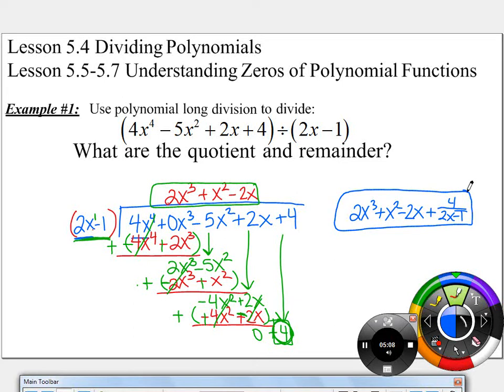So that's when we wanted the quotient, the answer to the division problem. If they asked us just what the remainder was, we would say 4. Okay? So 4 represents the remainder. The quotient would be written how you see up there.